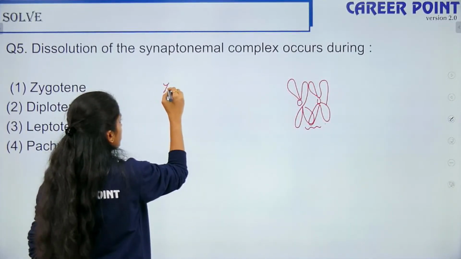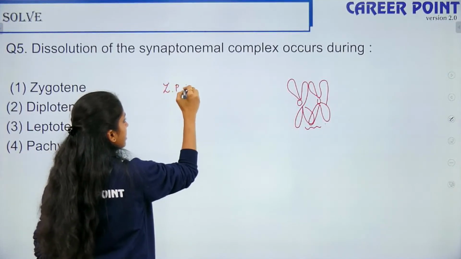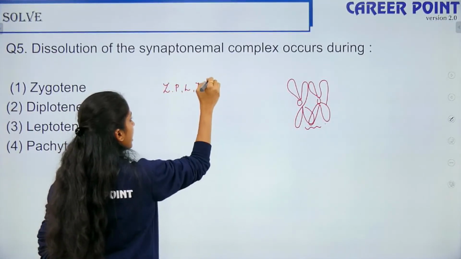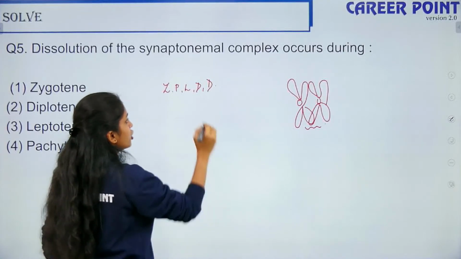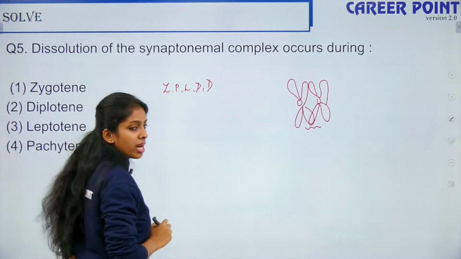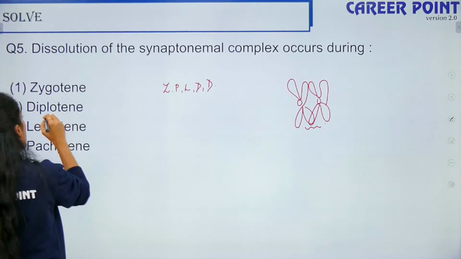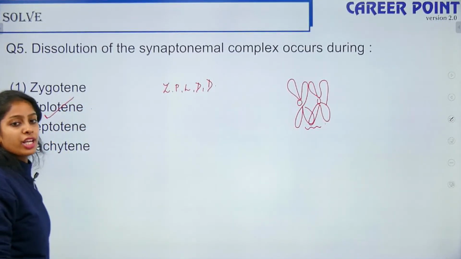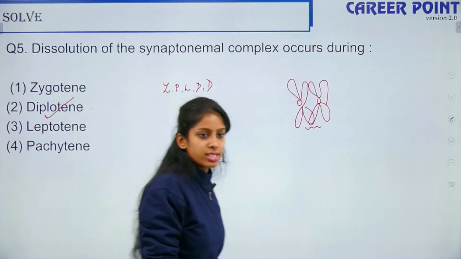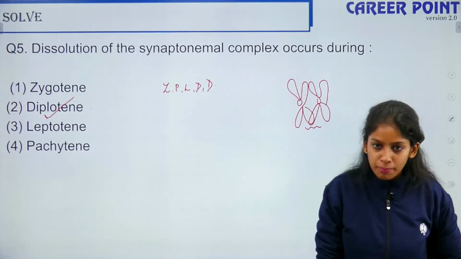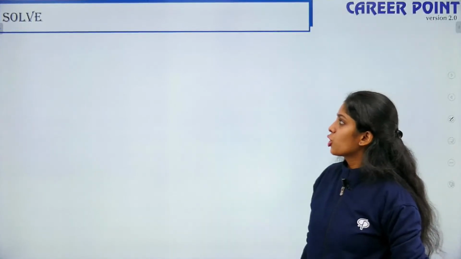So it is zygotene, pachytene, leptotene, diplotene and diakinesis, right? So here you have crossing over happening. Just after the crossing over, in your diplotene, your synaptonemal complex dissolves. So this is option B. Clear?